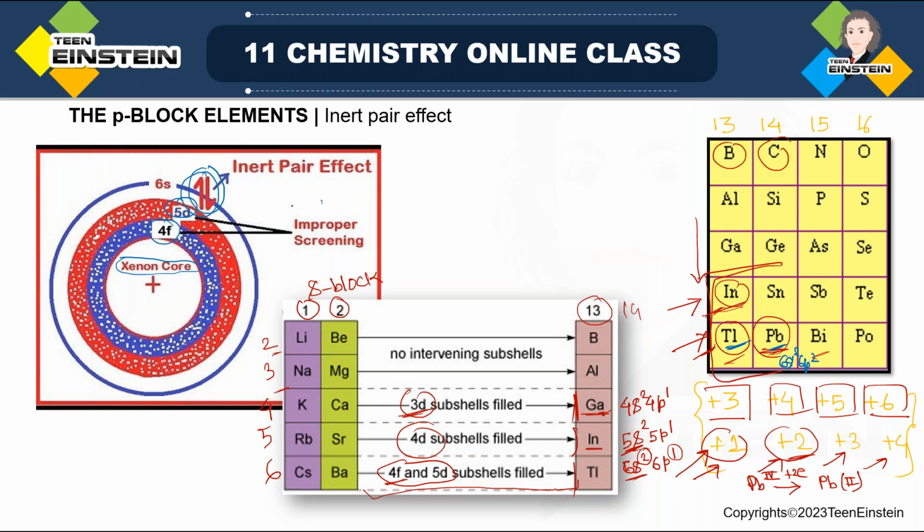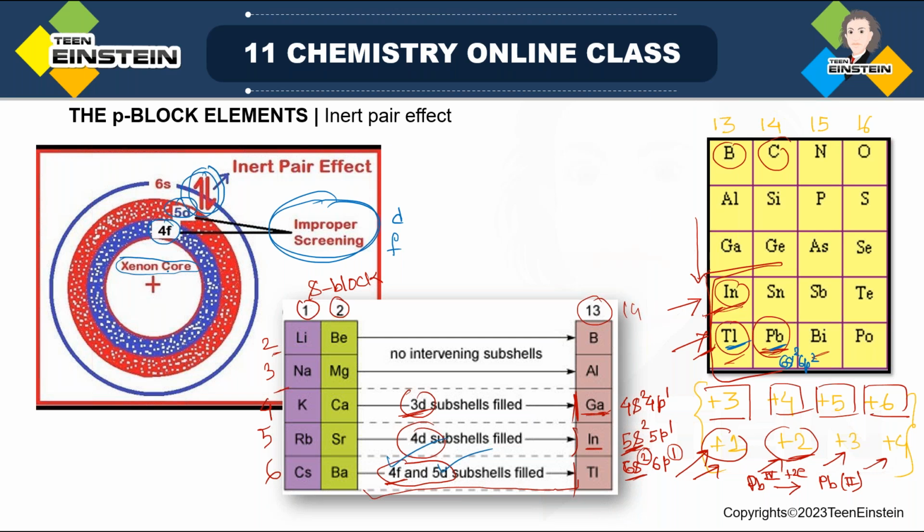So because of this improper screening of D and F, since both are there. If you are thinking why it is not applicable for gallium, I cannot say it is not applicable. The maximum effect is for the last elements, that is TL, Pb, bismuth. But as you are moving upward, it is gradually diminishing. So for the last one, it is more effective because F is also there, D is also there. So the improper screening is very much there.